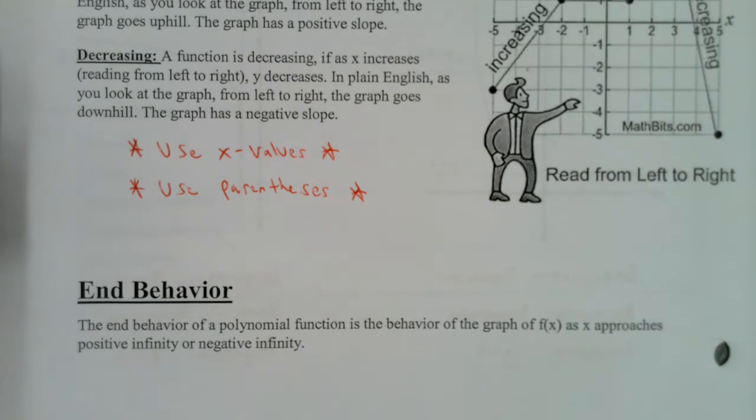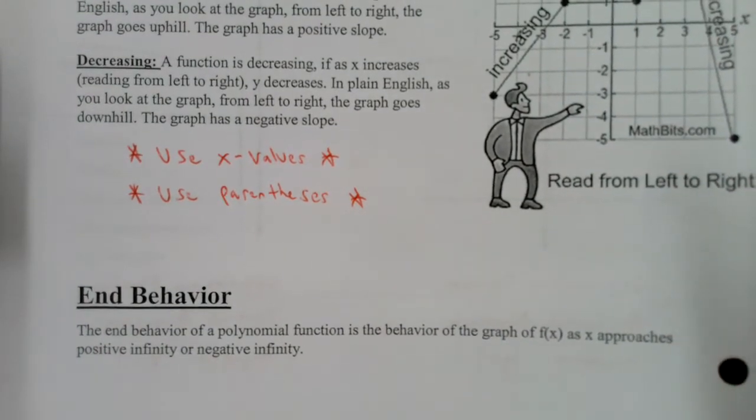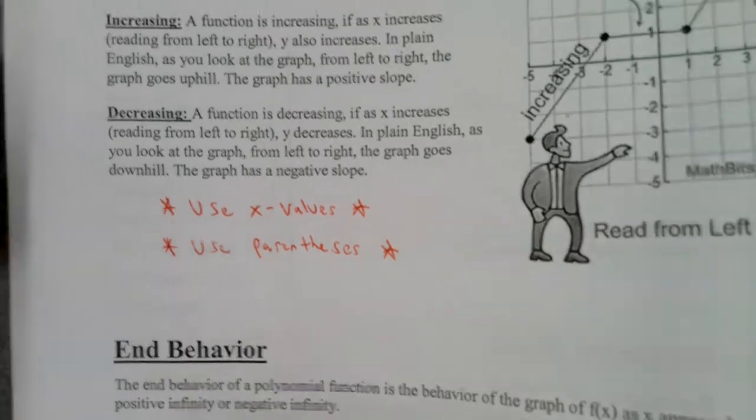The end behavior, we've also done a lot this year. The end behavior of a polynomial function is the behavior of the graph of f of x as x approaches positive infinity or negative infinity, or maybe a different number. It does not always approach positive and negative infinity, as you will see in the upcoming examples.